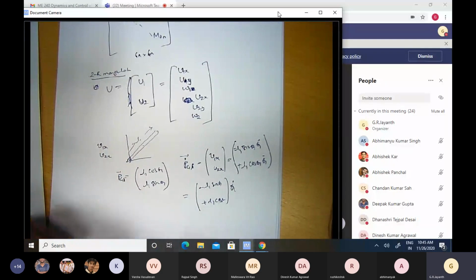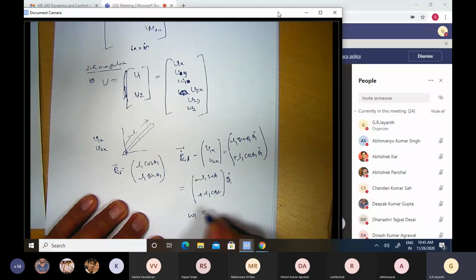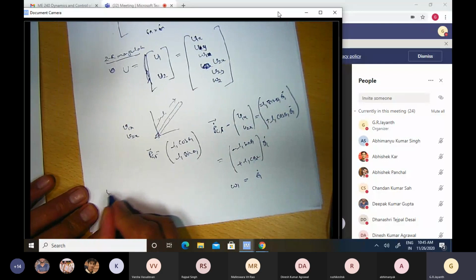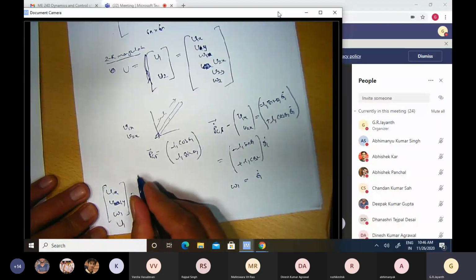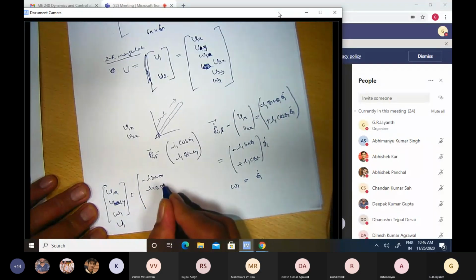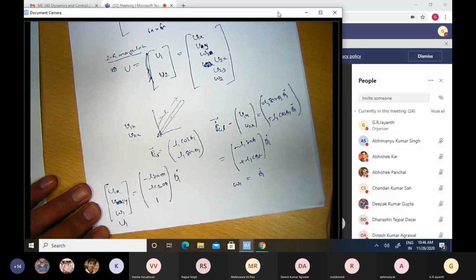I can do a similar thing also for angular velocity. What is omega 1? Omega 1 was directly equal to theta 1 dot. Therefore, the first vector V1x, V1y, omega 1, which we called U1, is equal to minus L sine theta 1, L cos theta 1, and 1 times theta 1 dot.